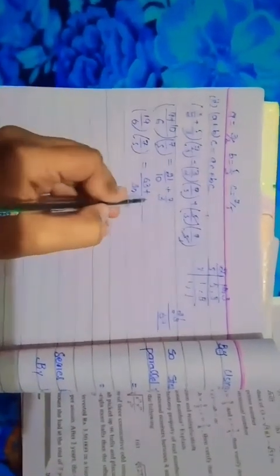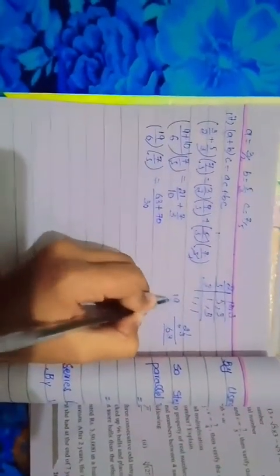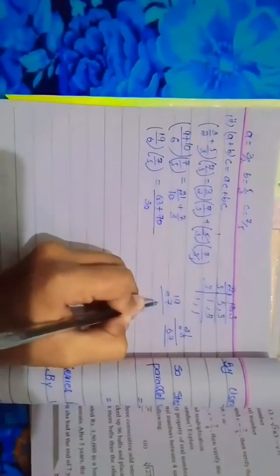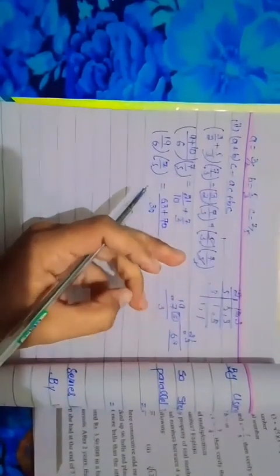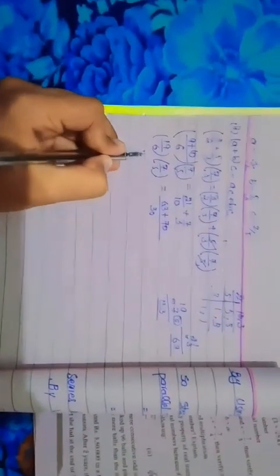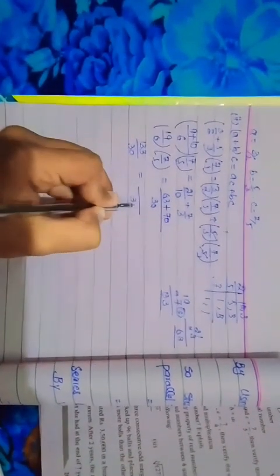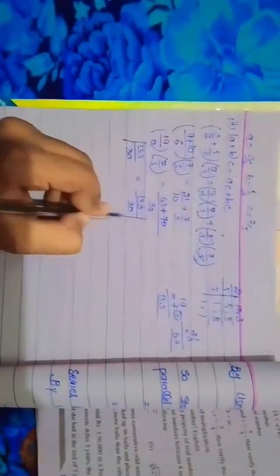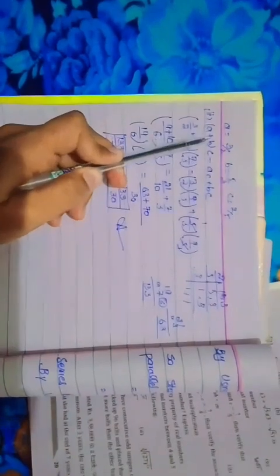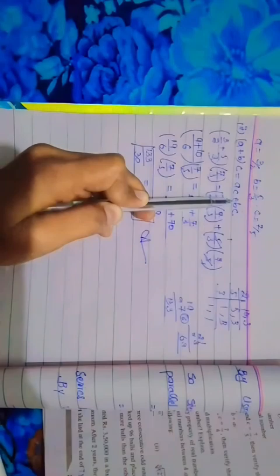So 10 multiplied with 7 is 70. Now we will multiply 19 with 7. 9 sevens are 63. 133 over 30. 6 fives are 30. So 133 over 30. Both answers are the same. So we proved that (A + B)C is equal to AC + BC.